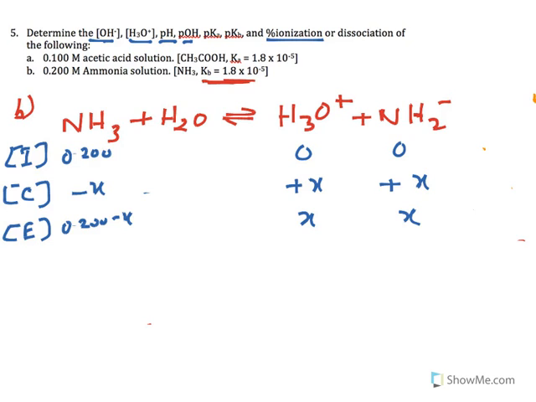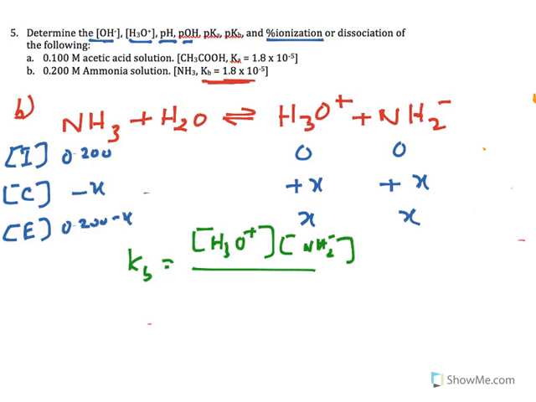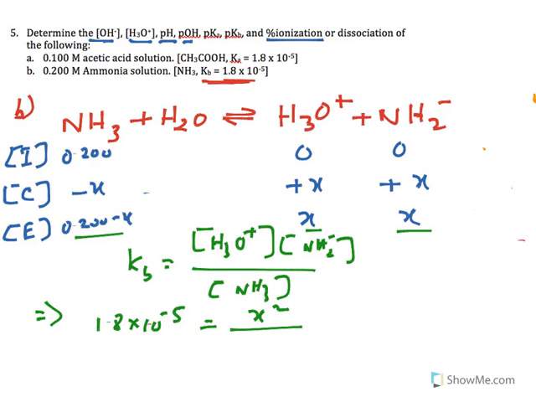Next we use our base dissociation constant, so we have Kb equal to H3O plus times NH2 minus over NH3. We plug our values in. We get 1.8 times 10 to the power of negative 5, which is our Kb value, is equal to x squared over 0.200 minus x.